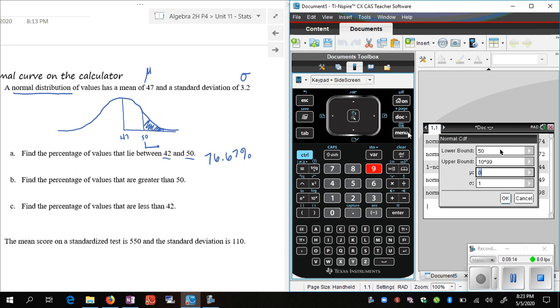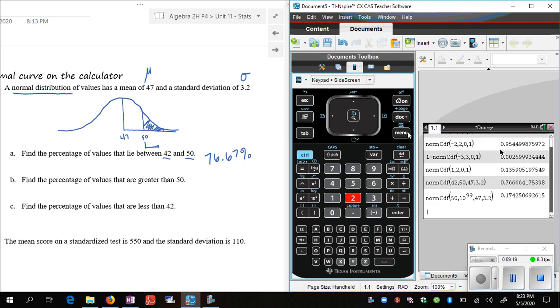Again, I set my mu, or my mean, to 47, and my sigma, or my standard deviation, to 3.2, and we get 17.43%.